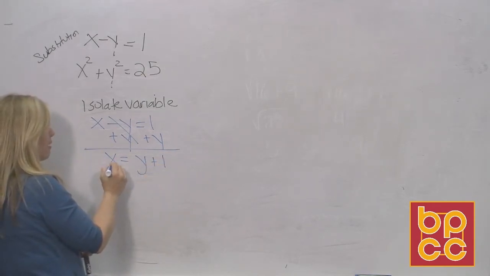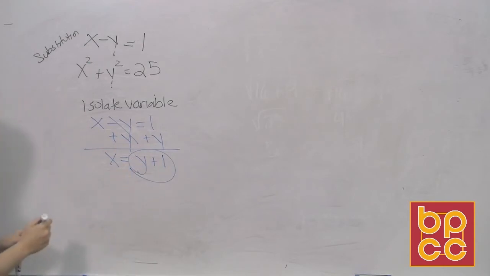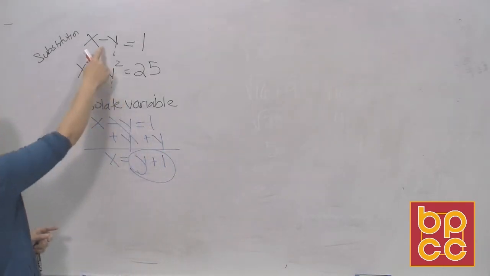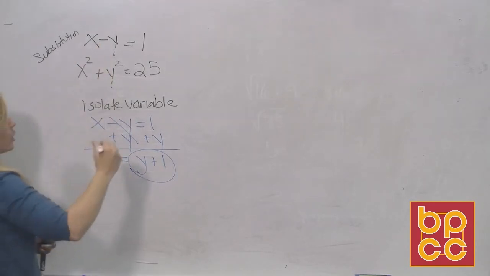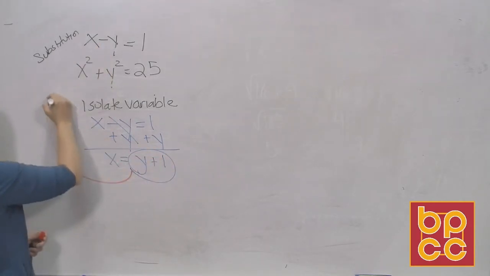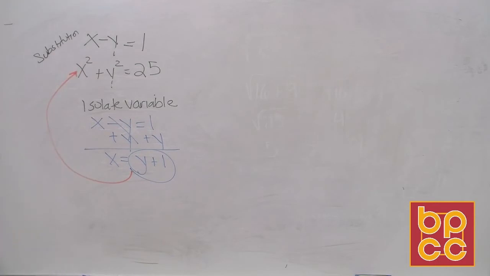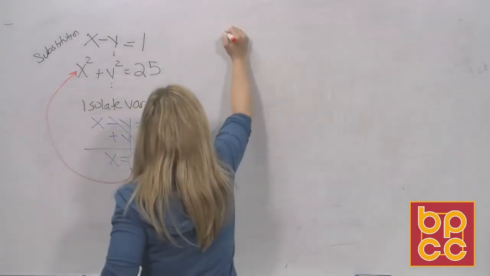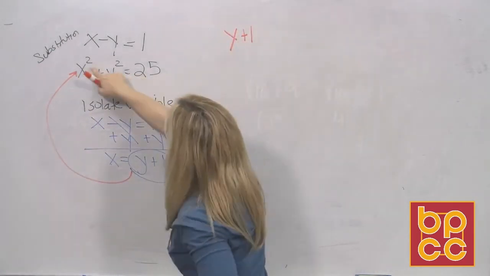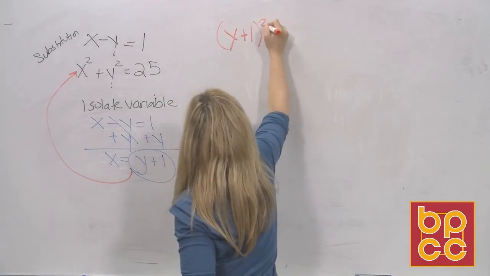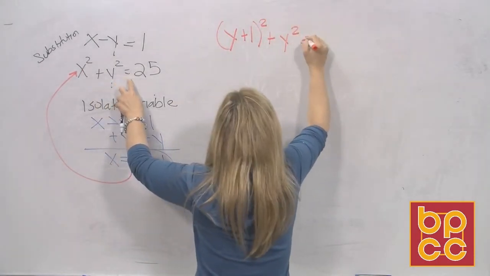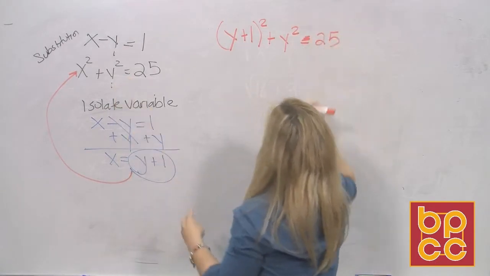We could replace our letter x with y plus 1. We've already discussed this. We don't take the y plus 1 and go back to the equation we just worked. It goes into the other equation. So y plus 1 is going to go all the way there for x. Now we're going to rewrite this equation. Instead of using x, we're going to write y plus 1. So we have y plus 1, but then the whole thing is squared, plus y squared equals 25.